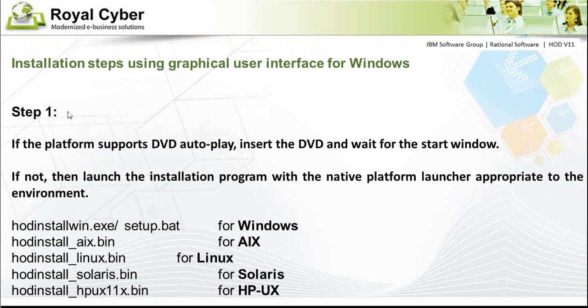These steps will guide you through the graphical interface for Host On-Demand installation on a Windows system. Step one: if the platform supports DVD autoplay, you can insert the DVD and wait for the start window, and you can then launch the installation program with the native platform launcher appropriate to the environment. In our case, on Windows, we will run a setup.bat file.